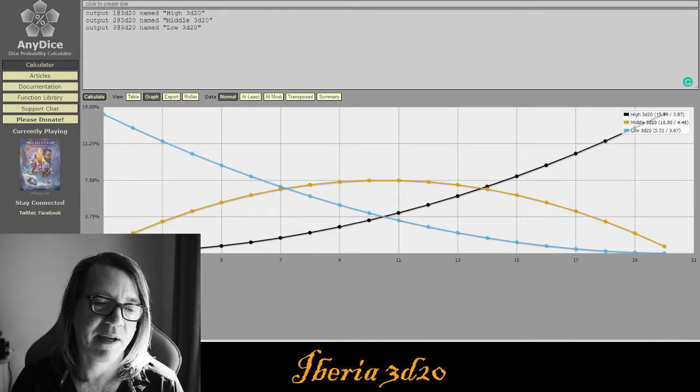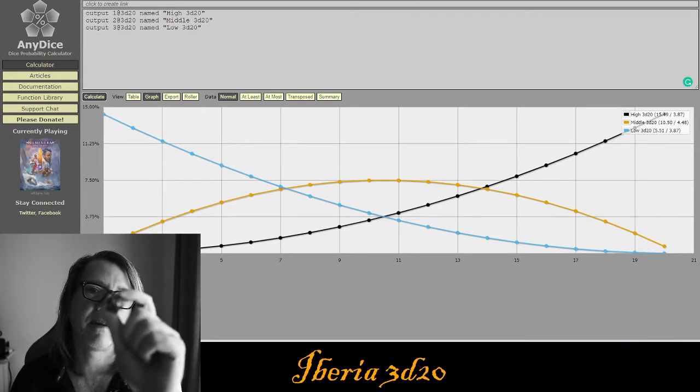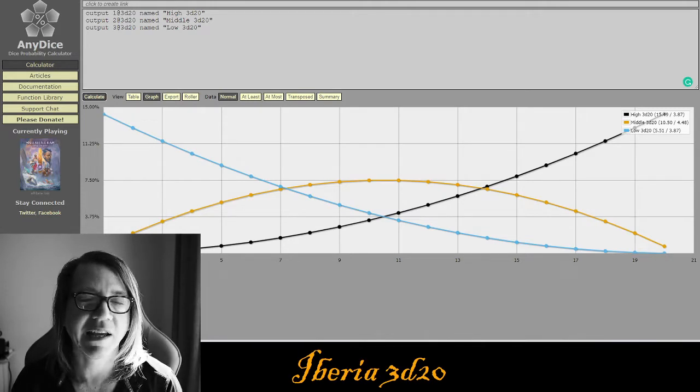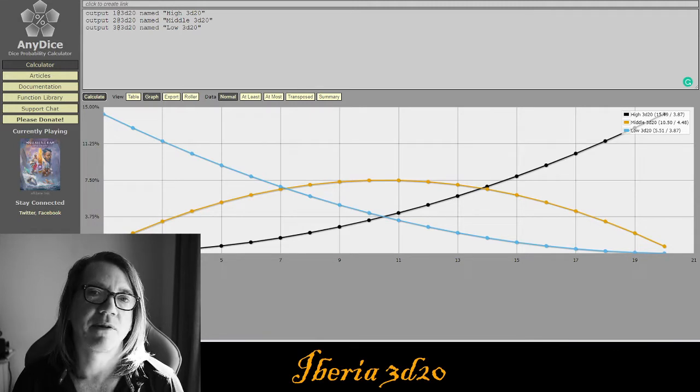Anyway, I hope this makes sense to you. I hope I did a good job explaining the 3d20 mechanic. I welcome comments and criticisms.